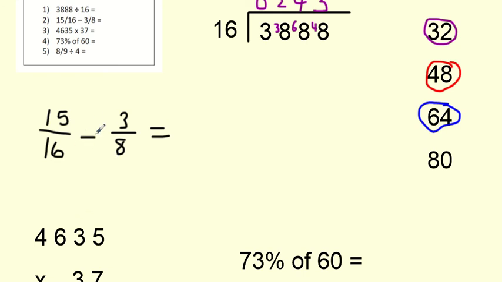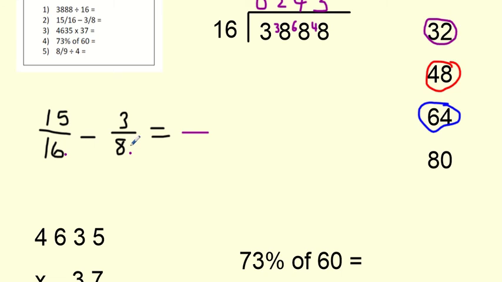Now, when I'm subtracting fractions, or I'm adding fractions, the first thing I look at is the denominators, that bottom number. So I've got 15 sixteenths, I'm looking at that bottom number, subtract 3 eighths. And I notice they're different. What do we know about the denominators? What do they have to be before I can subtract? Brilliant, they have to be the same. So I've got to convert these fractions so that they have the same denominator, the same number on the bottom.